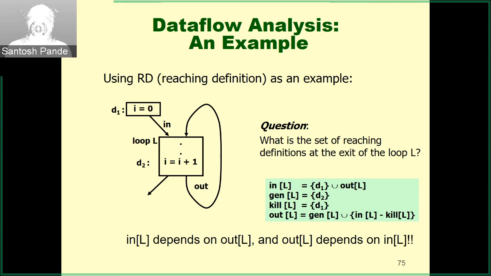So the D1 will be taken out there, which has come in from the in of L, because that is the one which is killed, and that will generate the out of L. And then in of L will stabilize to D1 union with the D2. And after that, no sets will change, and we'll get equations which are satisfied over here.